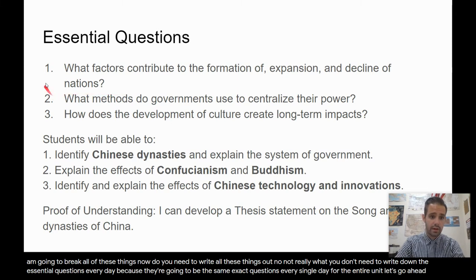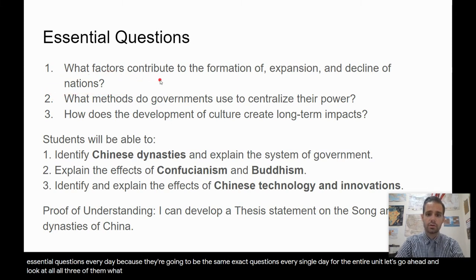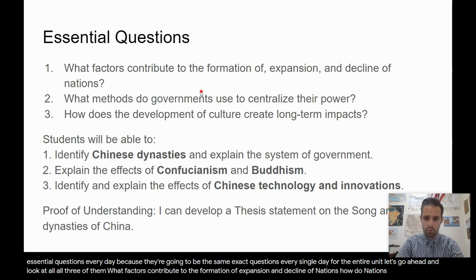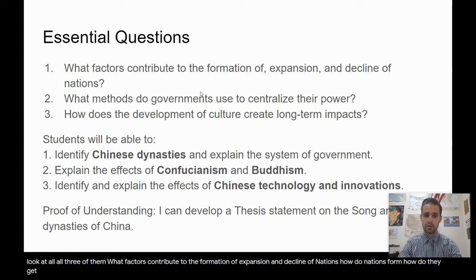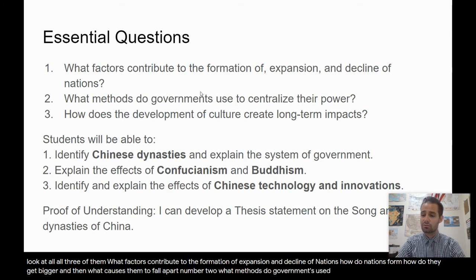Let's go ahead and look at all three of them. What factors contribute to the formation of, expansion, and decline of nations? How do nations form? How do they get bigger? And then what causes them to fall apart? Number two, what methods do governments use to centralize their power?